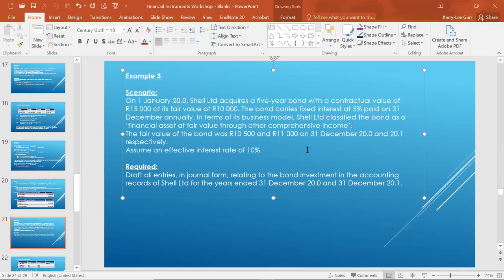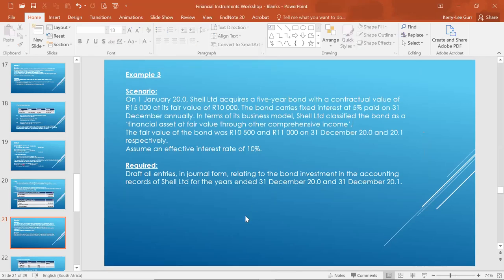Like I said, it's very important whose perspective we are doing this from. We're doing it in the accounting records of Shell Limited for the years ended 31st December 20.0 and 20.1. Okay, we're not going to launch the poll for this one because they really gave us a lot of the information already in the question. They took out a lot of the guesswork. Let's just say to ourselves first, this bond, because we haven't done a bond before: is the bond going to be a debt instrument or an equity instrument?